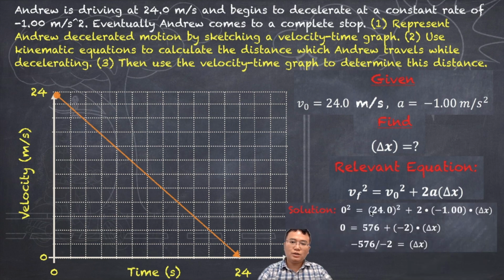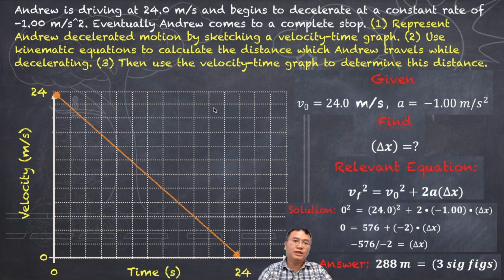And so the rest is quite simple. You just plug in the numbers. Final velocity is 0 because Andrew is going to come to a complete stop. The starting velocity is 24 squared, plus 2 times a, where a is -1. And so I just do some arithmetic, and the answer should be 288 meters.